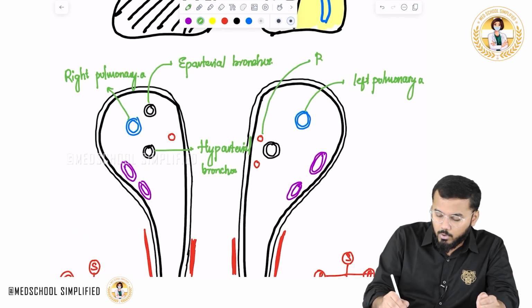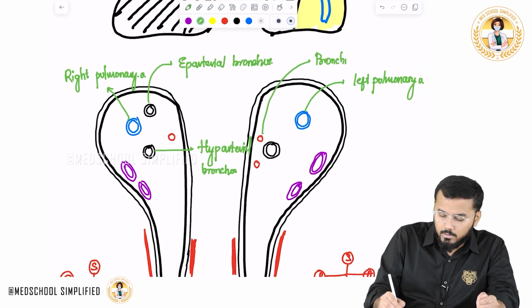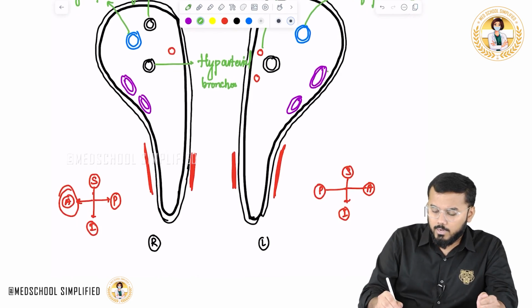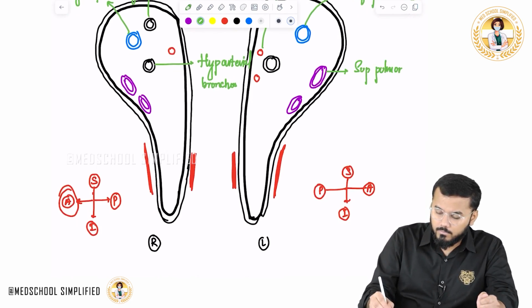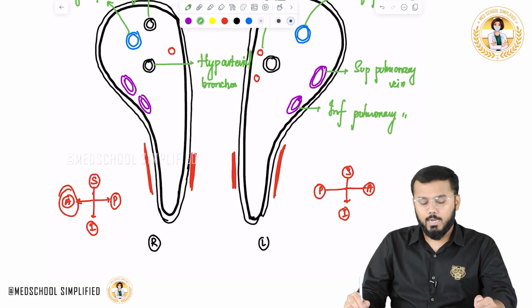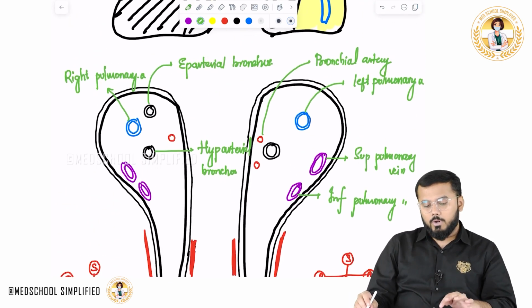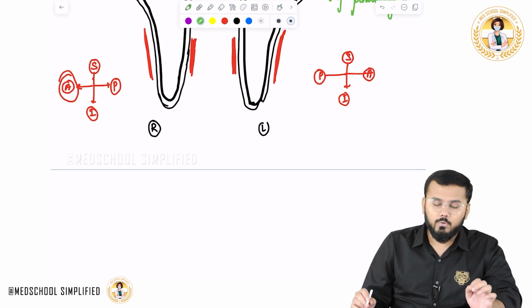And what are these arteries over here? These are called your bronchial arteries. And what are these two pulmonary veins? One is called the superior pulmonary vein. Another one is called your inferior pulmonary vein. Superior and inferior pulmonary vein. Right? So these are some of the important things which you need to know over here.